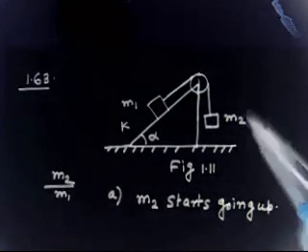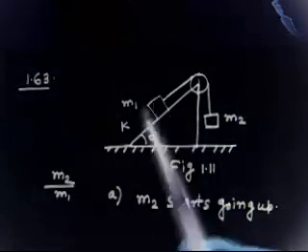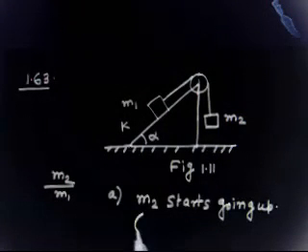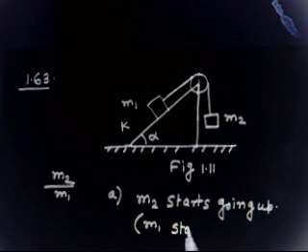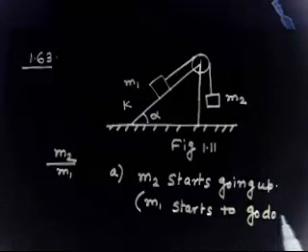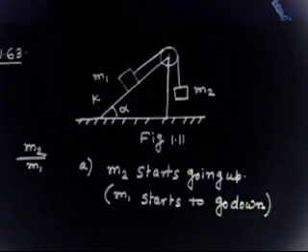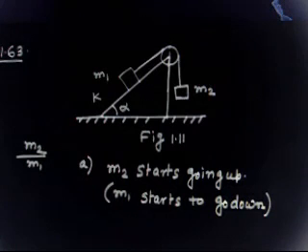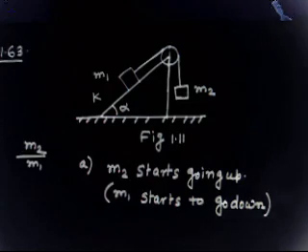This means this block has a tendency to go up and this block has a tendency to go down. This is the same as m1 starting to go down. So what will be the condition that is required in this case? Now you see, in the last problem we have discussed the same problem. So you have to remember the theory from the last problem, then we can solve this problem. So let us see the theory from the last problem.